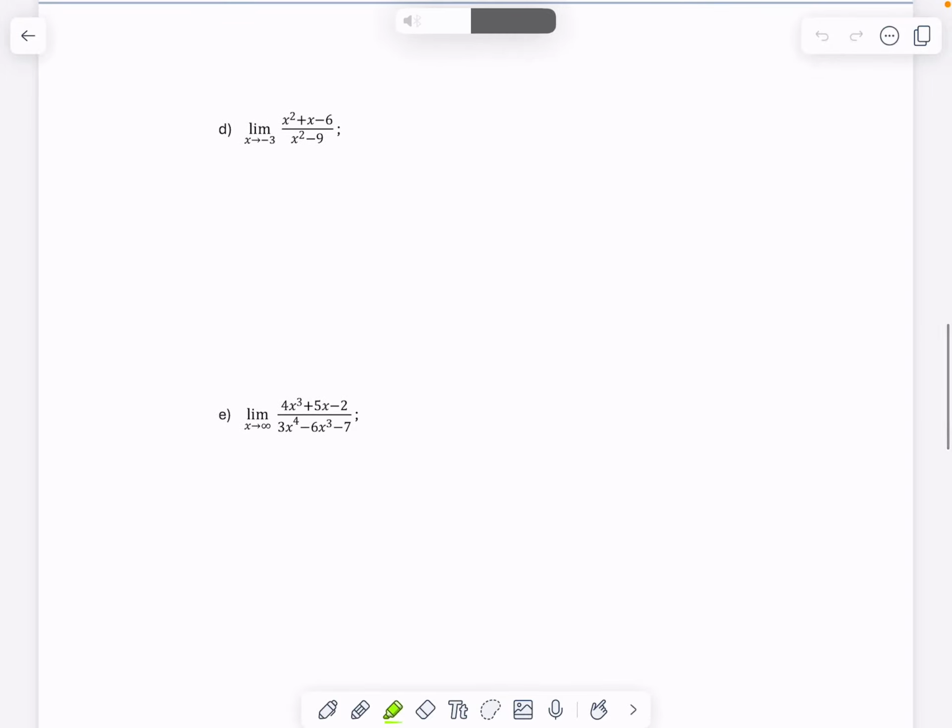Hello friends, let's continue to evaluate limits. If you have a problem like this and you want to evaluate this limit, how can you do it?